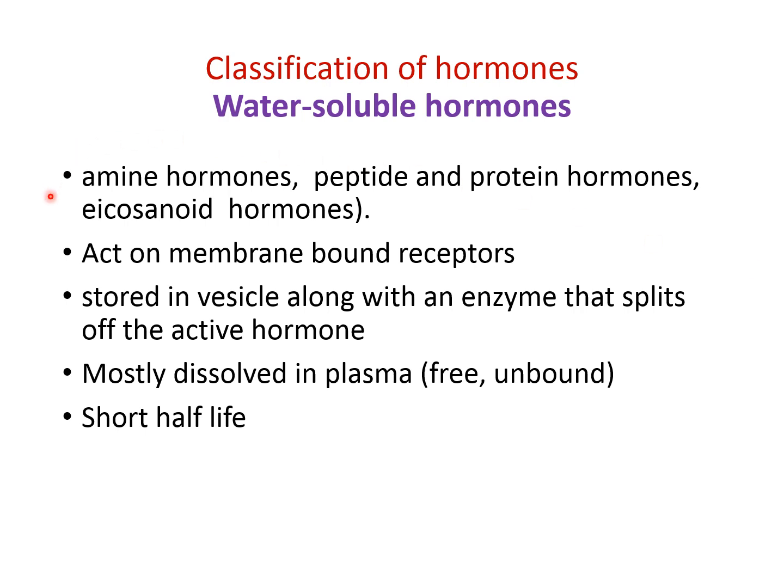Now, the water soluble hormones include amine hormones, peptide hormones, and eicosanoid hormones, everything which is water soluble. Because they can't cross the cell membrane, they act on membrane receptors. Usually they are stored in vesicles and released by exocytosis. They are mostly dissolved freely in the plasma. They are not bound and they are degraded fast, and that's why they have a short half-life.